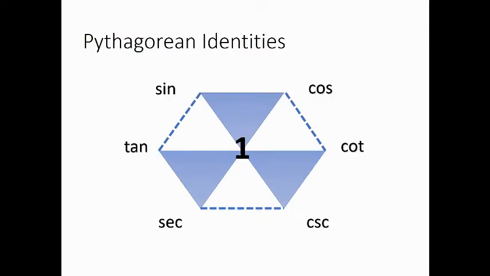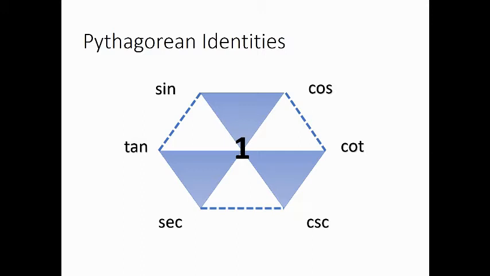Finally, we can also identify Pythagorean identities. If you remember, the Pythagorean theorem states that in the right triangle, the square of the hypotenuse is equal to the sum of each of the square of its 2 legs. You probably know this as c squared is equal to a squared plus b squared.